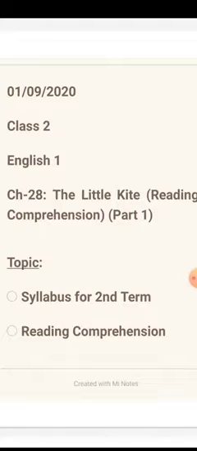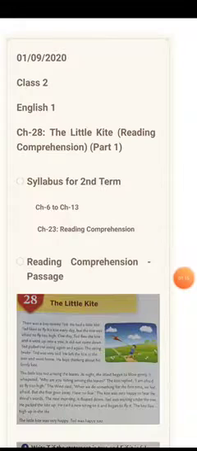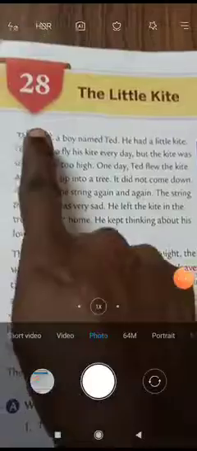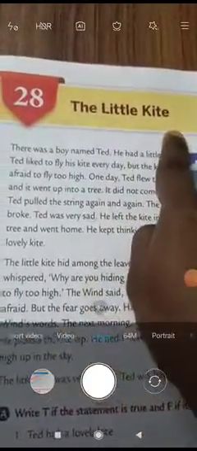So let's do some practice reading comprehension exercises. To start with, we will be doing chapter 28. So all of you come to page number 86. So children, the syllabus for second term is chapter number 6 to chapter 13 and chapter 23, reading comprehension. So now let's start the reading comprehension chapter. The title of the chapter is The Little Kite. It is on page number 86. Chapter 28, The Little Kite.